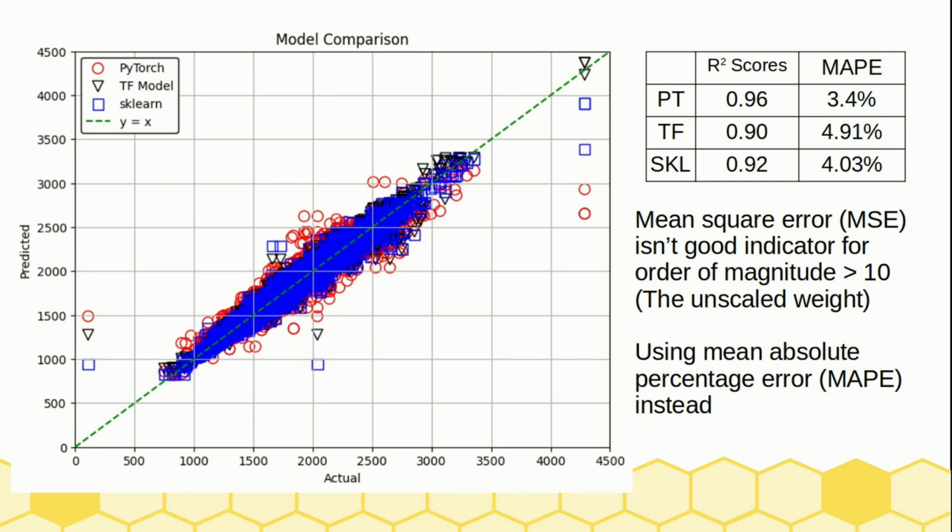Here I use the mean absolute percentage error instead of the mean squared error, because, for example, the weight of a car is around 1,000 kilograms, and if the difference is, say, 10%, it's already something like 100 kilograms. If we apply the mean squared error, it blows up to something like 10,000. So for the unscaled weight, it's not a good indicator to check whether the prediction is correct or not. So I'm using MAPE instead.